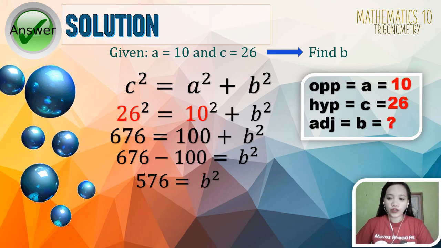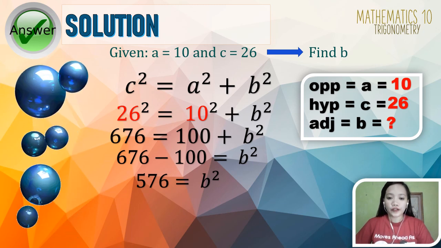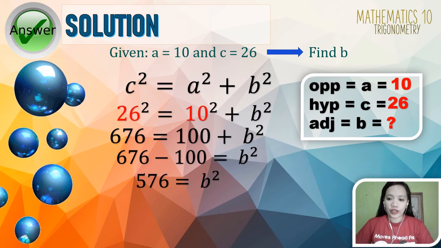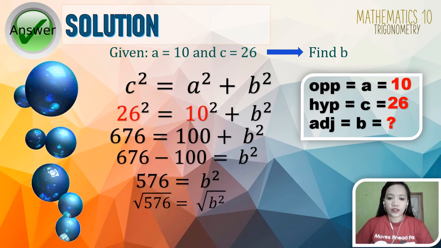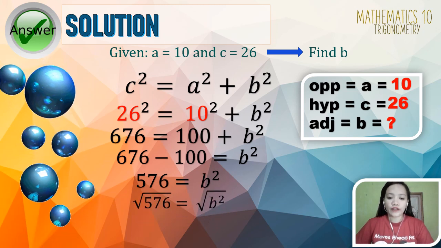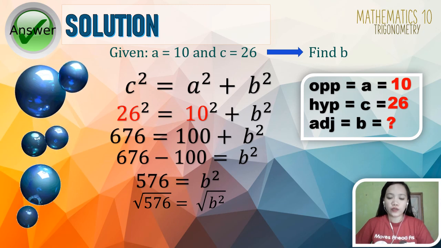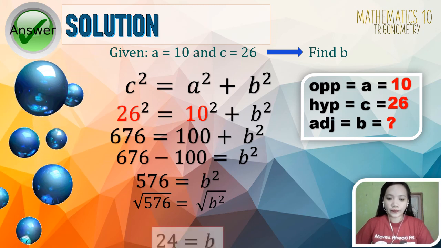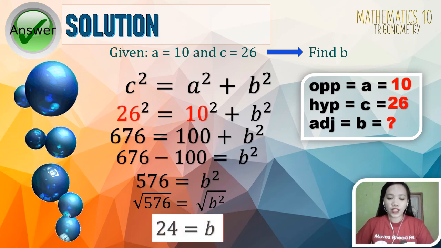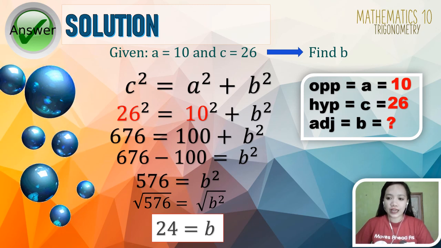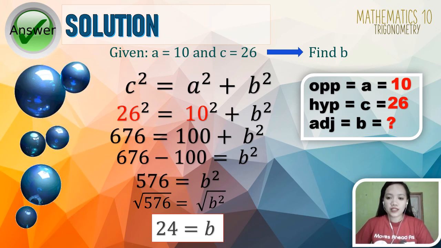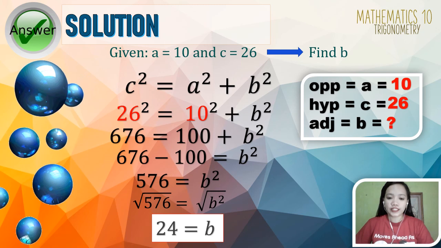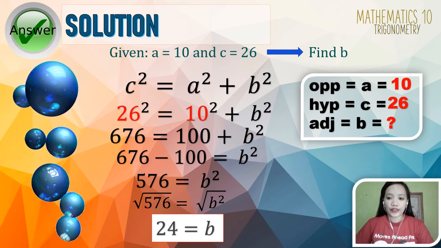Of course, we need to get the square root of both sides of the equation. So we have here the square root of 576 equals the square root of B squared. We'll get 24 equals B. That means our adjacent side measures 24.